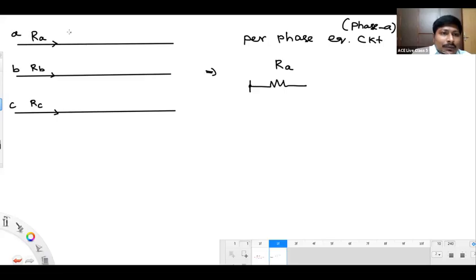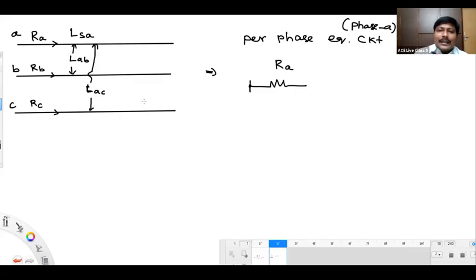In that perspective of self-linkages and mutual linkages, we have some self-inductance of conductor A. We are talking about only conductor A now. We have some self-inductance for conductor A, as well as some mutual inductance between A and B, and some mutual inductance between A and C conductors.